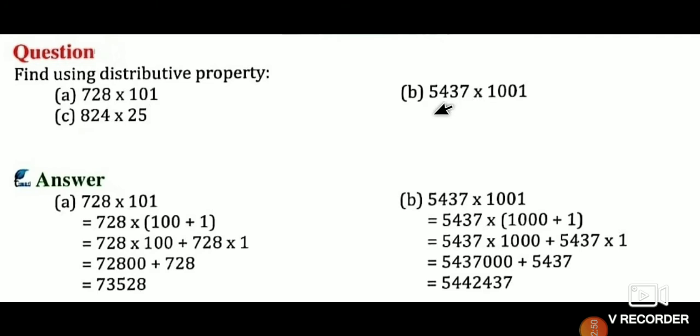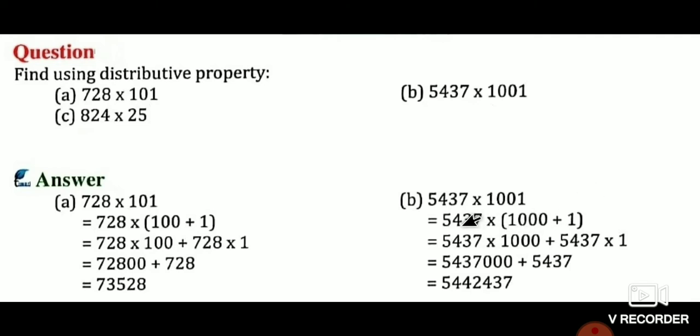Next, B1: find using the distributive property, that is 5,437 into 1,001. So you have to find it using the distributive property. The distributive property rule is that it is in the form of a into (b plus c), that is a into b plus c.